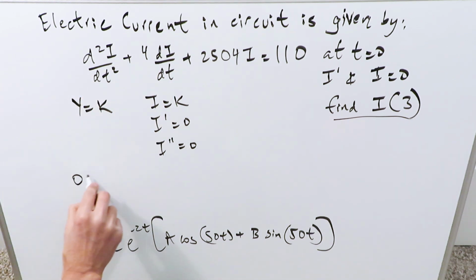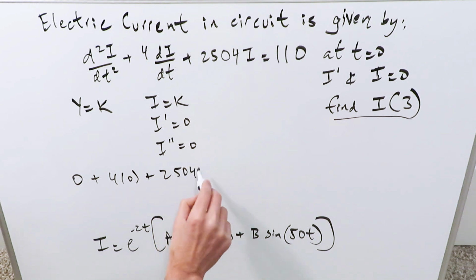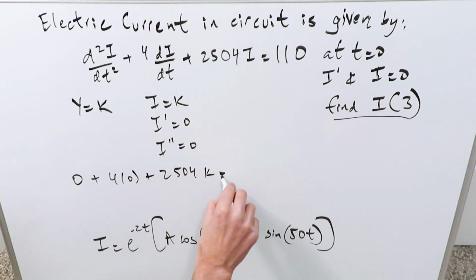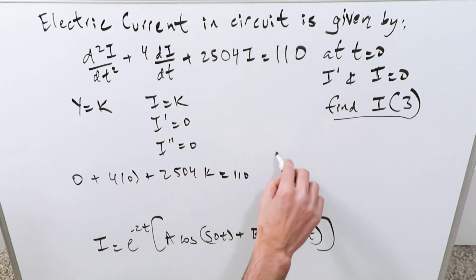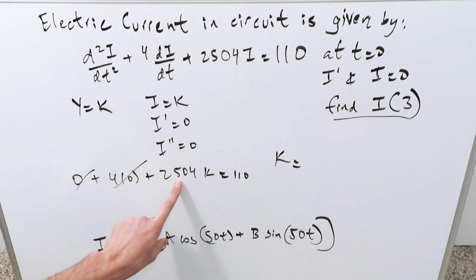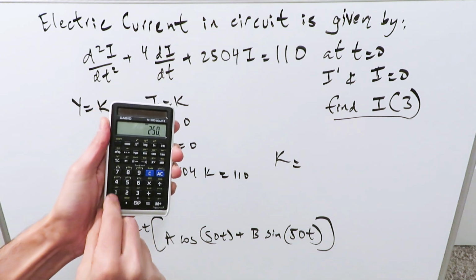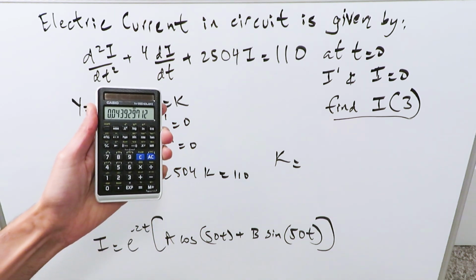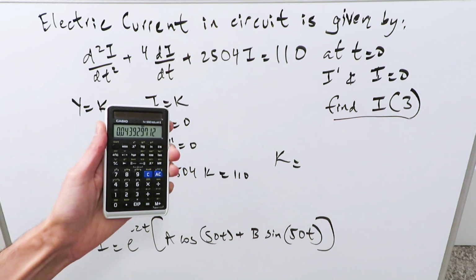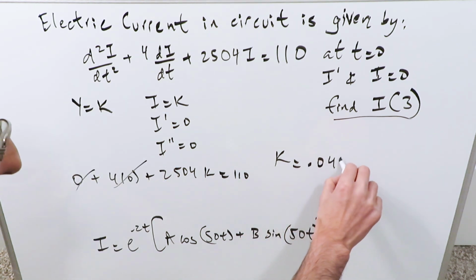When you do that, you have 0 plus 4 times 0 plus 2504 I, which is k, equal to 110. You solve for the value of k. These zero out. You're doing 110 divided by this value, and let's do it. 110 divided by 2504, I have 0.0439. I round it up to 0.044. K here is equal to 0.044.